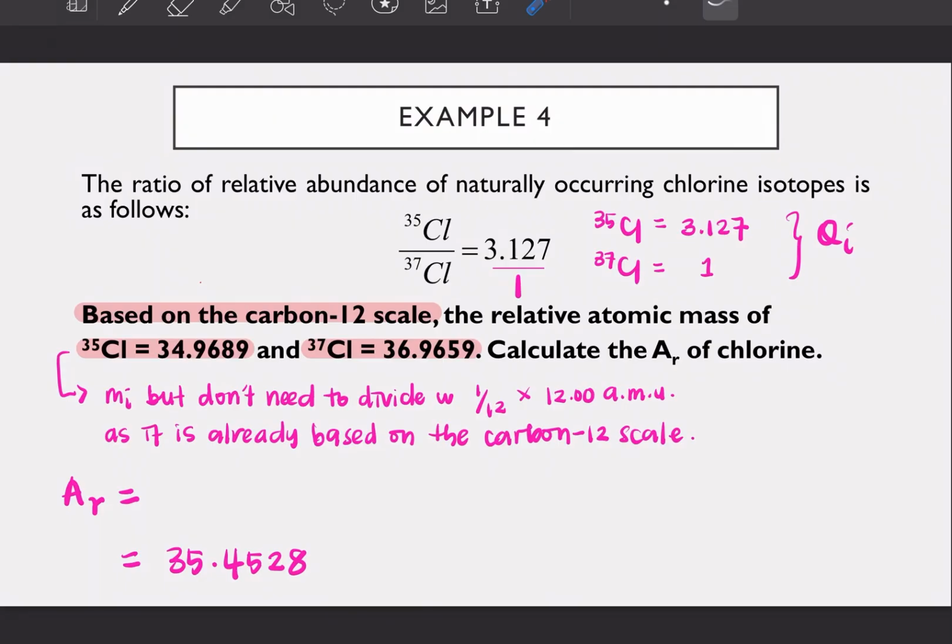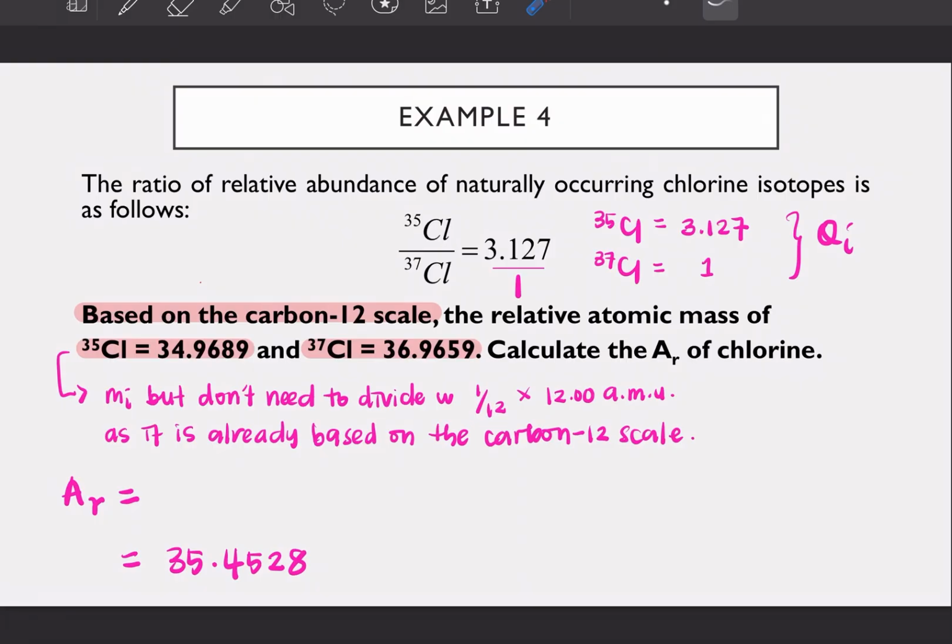Okay, so what are you going to do? So, bila awak dapat macam ni, okay, this is relative abundance kan? So, awak guna je this value. Macam mana? Awak letak over 1. So, from here, you can already get your relative abundance lah, or QI. Okay, so just use this values directly. Okay.